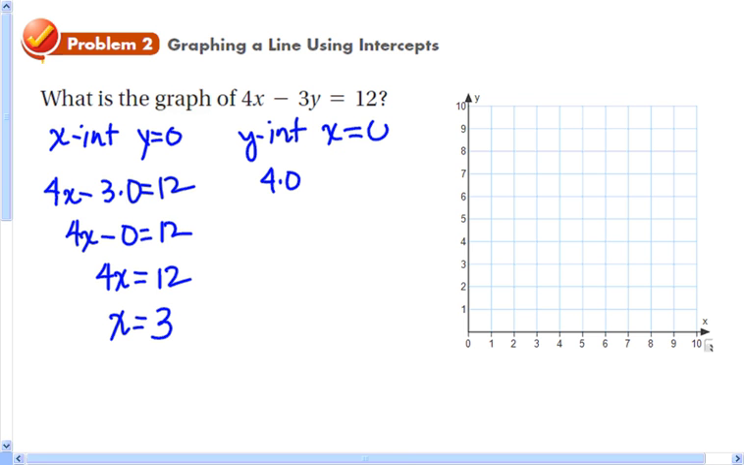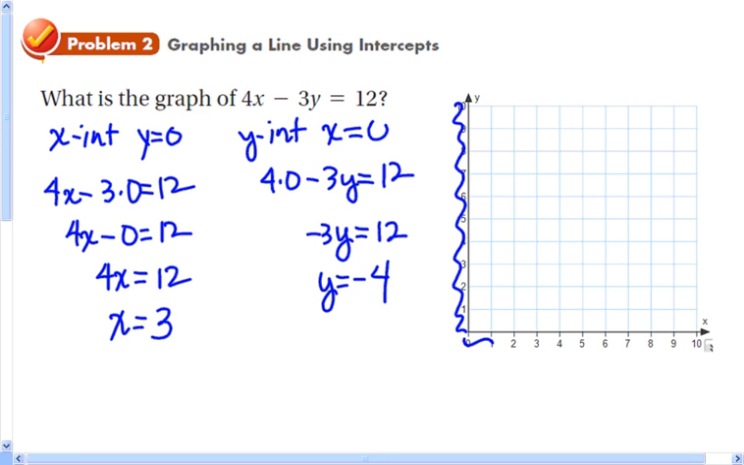And my y-intercept, I'm going to let x equal 0. So I'm going to do 4 times 0 minus 3 times y is equal to 12. And 0 minus 3y is equal to negative 3y. And divide both sides by negative 3, and I get y is equal to 12 divided by negative 3, which is negative 4. Now, I messed up here. This graph doesn't really work very well, so I'm going to get rid of those numbers.